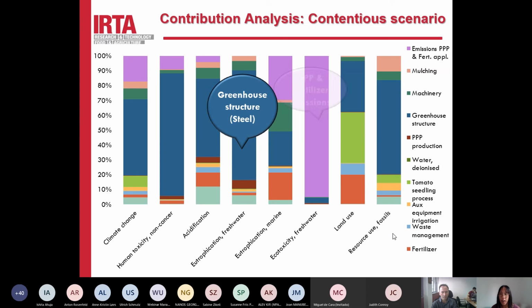Also, we have PPP, which is plant protection products, and fertilizer application emissions in purple, mainly due to the copper ecotoxicity from the applied copper oxychloride. Since the greenhouse dominates across all the impacts, it's difficult to see the impact of the other processes. Thus, we created a scenario excluding it on the next slide.